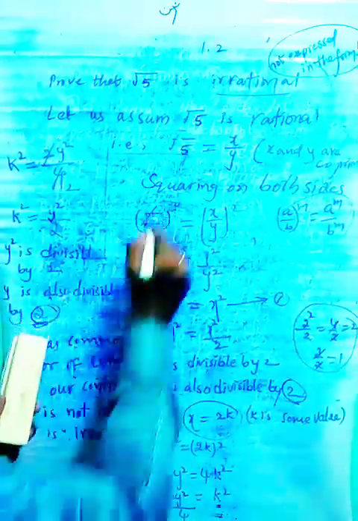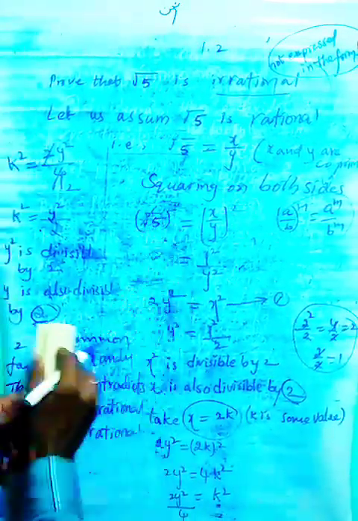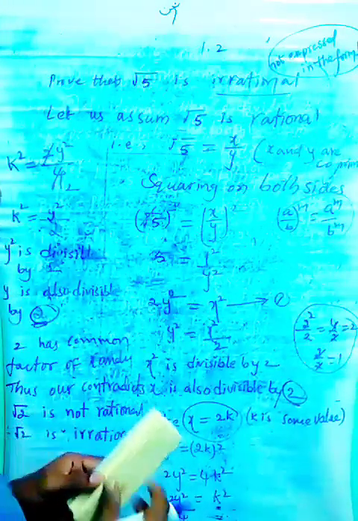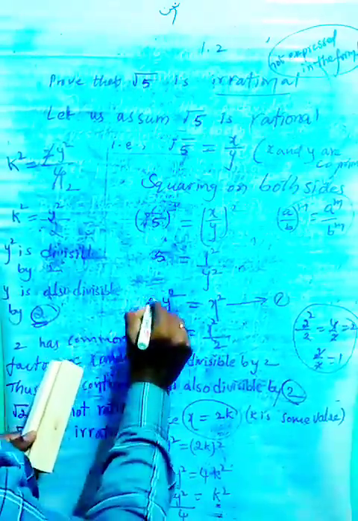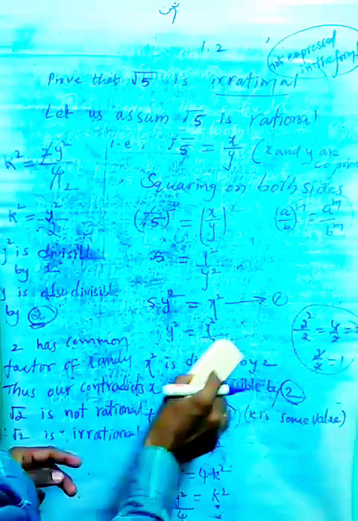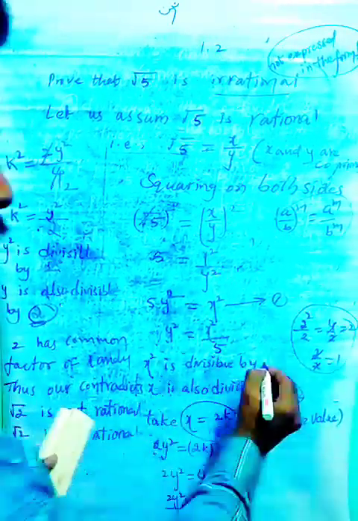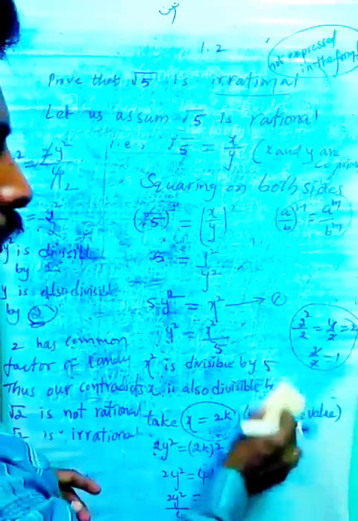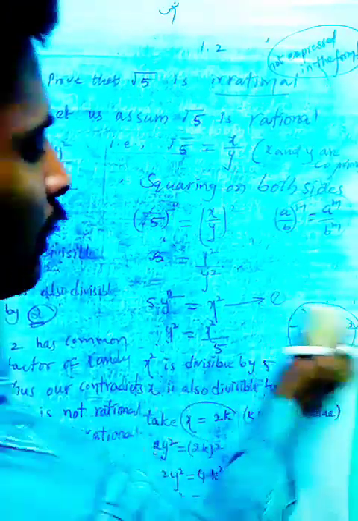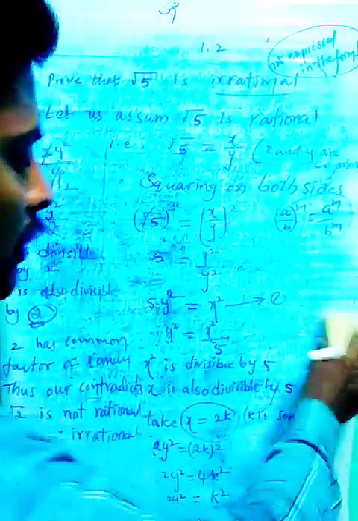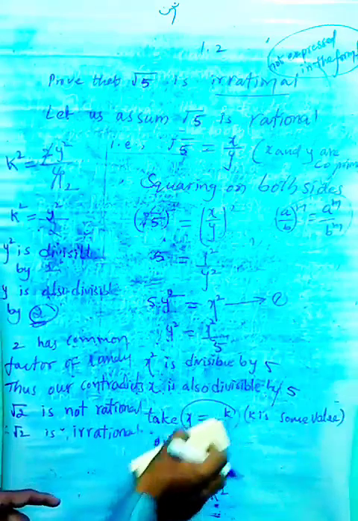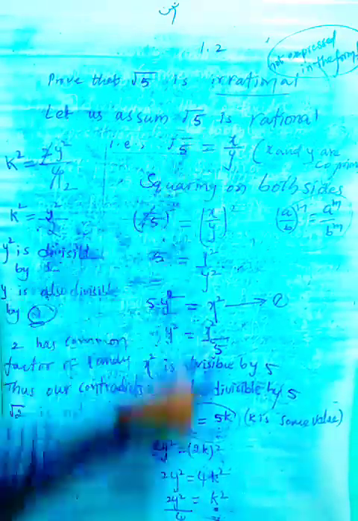Now applying the value 5 here, only changing the value to 5: 5 is equal to x square by y square. Therefore 5y square is equal to x square. So x square is divisible by 5, and x is also divisible by 5. You observe carefully, you are getting the same result. Because it is root 5, I take 5k; root 3 means 3k, root 2 means 2k.